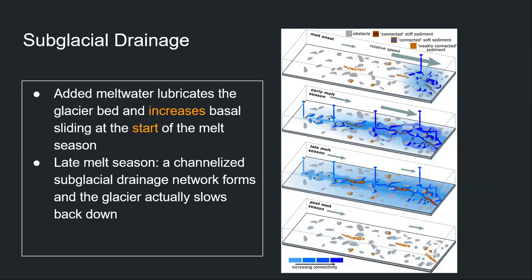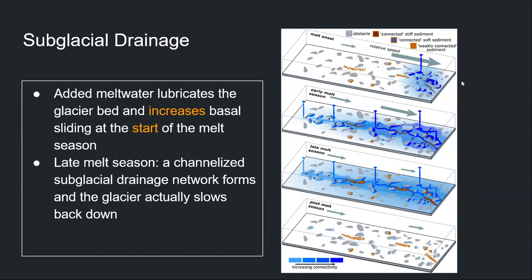So what happens with this? That's the last slide of this video. We're going to transition to another one after that. But the important message here, and we're starting to touch the importance of the hydrological system of glaciers, is that all that meltwater that arrives to the bedrock is going to lubricate the ice and increase the basal sliding at the start of the melt season, meaning that it will trigger a faster movement of ice at the beginning of the melt season. And we are going to see how this lubrication evolves throughout the melt season.